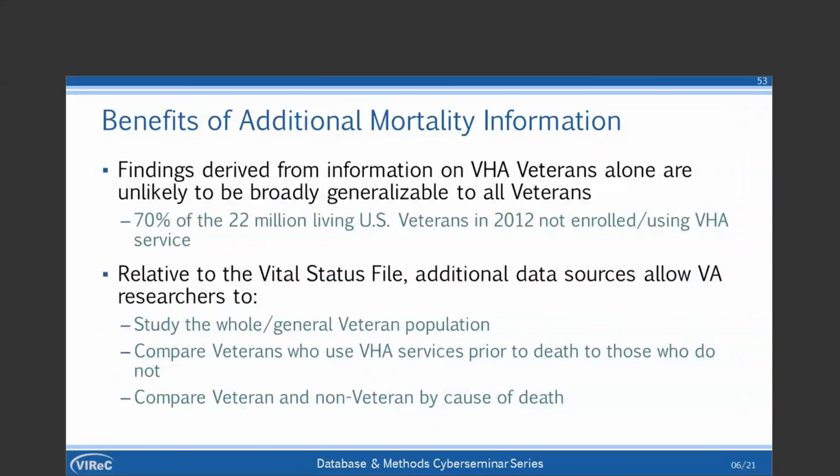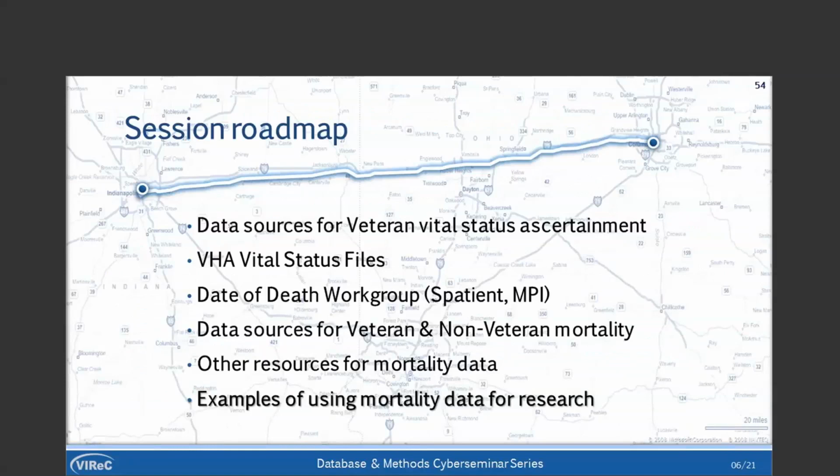Some of the benefits of additional mortality information. This is 2012. 10 years later, there are a lot fewer veterans than there were, and there are still many who are veterans but may not be known to the Department of Veterans Affairs. So using these state death certificates may be of interest here. But again, they probably have limited applicability to what you're doing. Some of the things you can do: study the whole general veteran population, as we said. Compare veterans who use VHA services prior to death versus those who don't, and compare veteran and non-veteran cause of death information. That all can be done, but again, I think the applicability is somewhat limited.